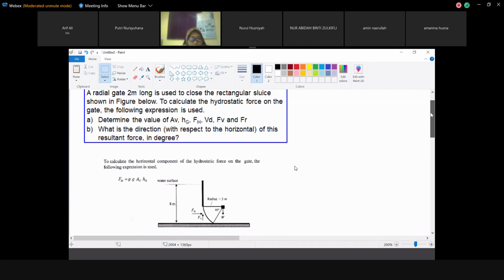Okay, you can see. Okay, so this one, is this structure or surface displacing fluid or containing fluid? Containing or displacing?